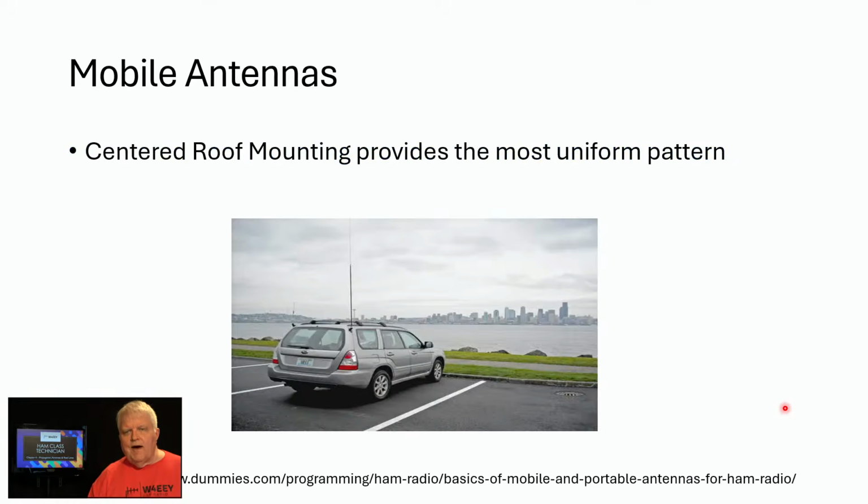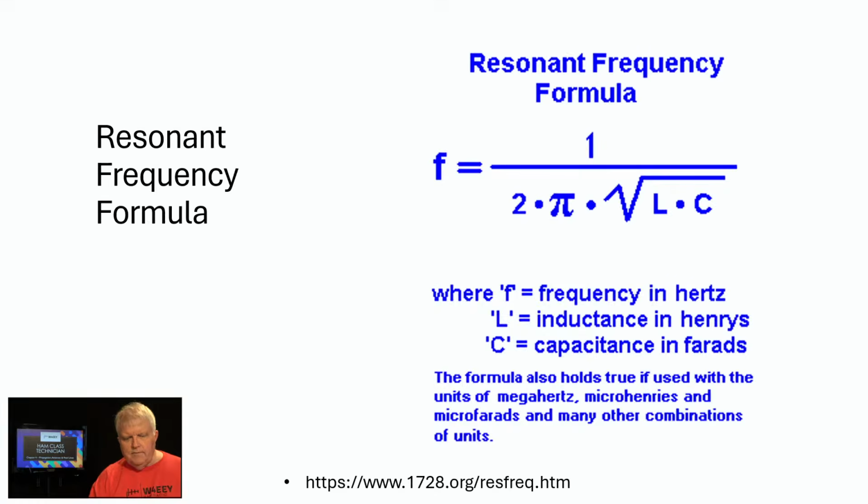And if you're going to mount an antenna on your car, the best place you can mount it is the dead center of the car, because that provides the most uniform pattern. If you mount it off to a corner, it'll still work, but your antenna system might be somewhat directional. So as you turn away from something, your signal strength might go down or up depending on which way you're going.